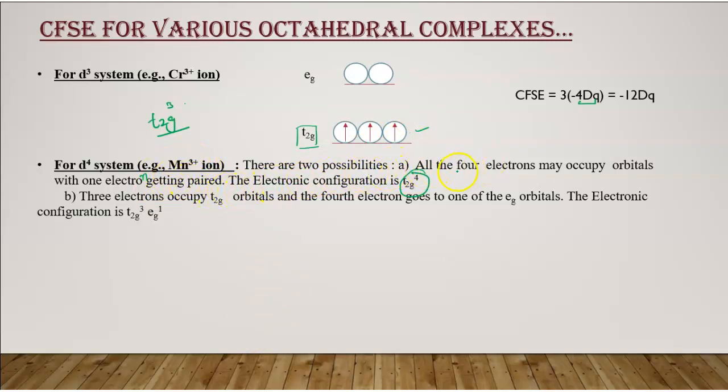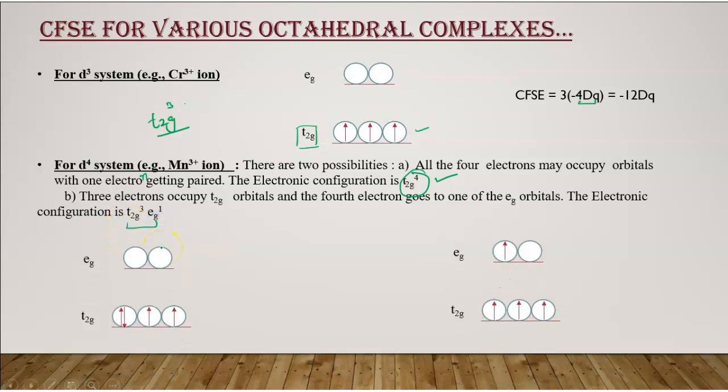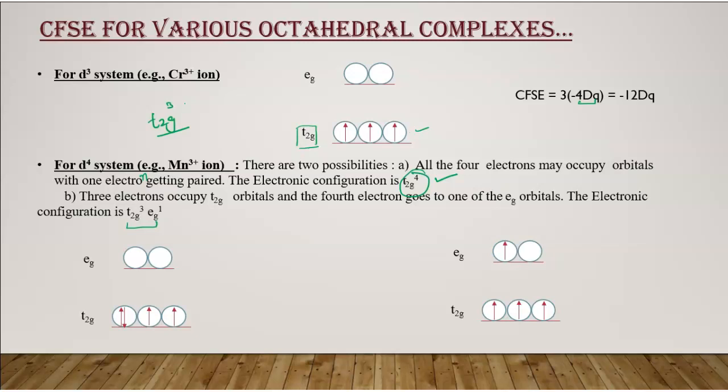There are two possibilities. All the 4 electrons either may occupy your T2g orbitals, making one electron get paired, and it will result in the electronic configuration T2g4. Another possibility is that three electrons occupy the T2g orbitals and one electron is promoted to the eg orbital. So it will result in this electronic configuration. See how you can do it, like that. I hope you can understand. I have already filled the electrons over here. This is case A and this is case B.